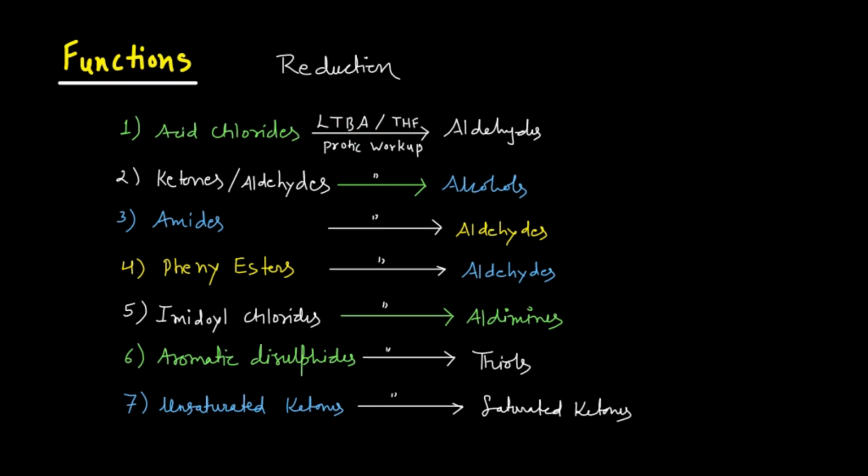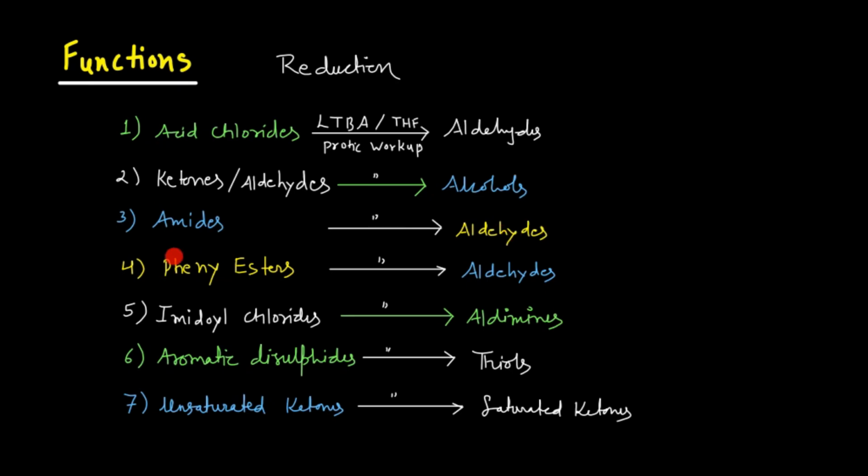Okay, secondly, if your compound has ketones or aldehydes, then with the help of this LTBA, under the same conditions, you can convert the aldehydes and the ketones into alcohols. Depending on the nature of the aldehyde and the ketone, your alcohol may be primary or secondary. Then similarly, if you take amides, another acid derivative, LTBA will convert these amides into aldehydes.